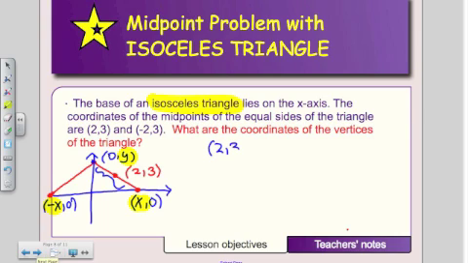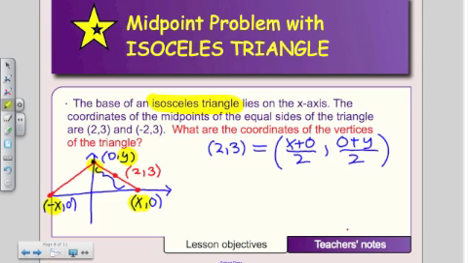So if I use just these points and just examine this line segment, I know that the midpoint 2, 3 is going to be equal to my x coordinates added together, so x plus 0 divided by 2, and my y coordinates added together, 0 plus y divided by 2. I can do the exact same thing for the other side, but I'm just going to focus on one side of the triangle first, just this side.